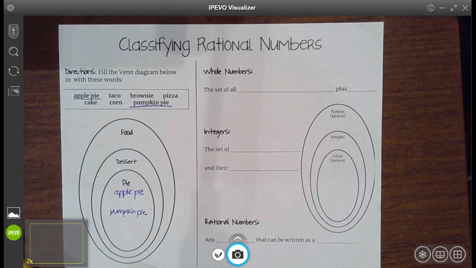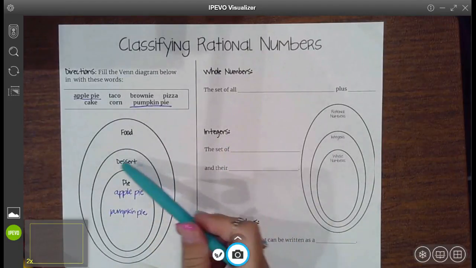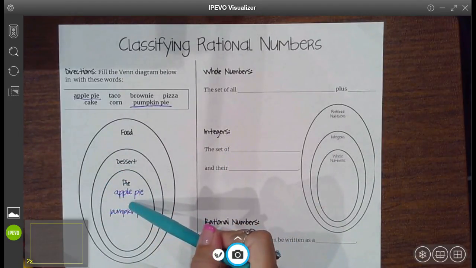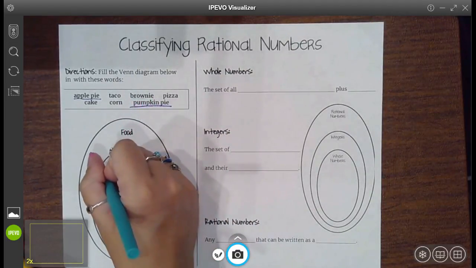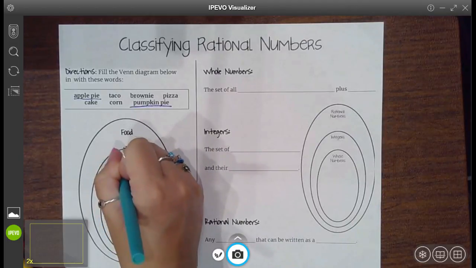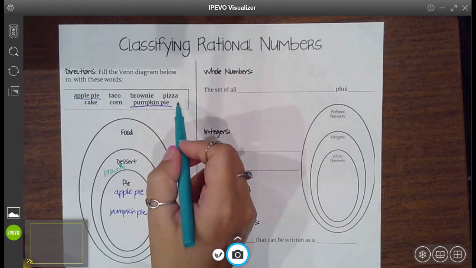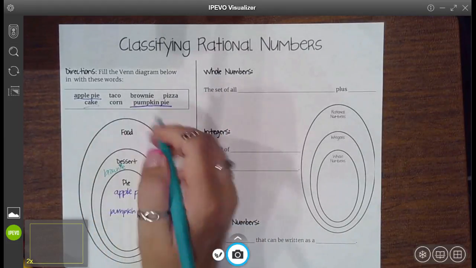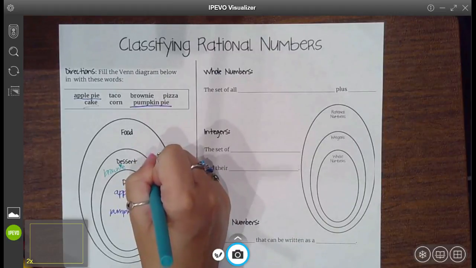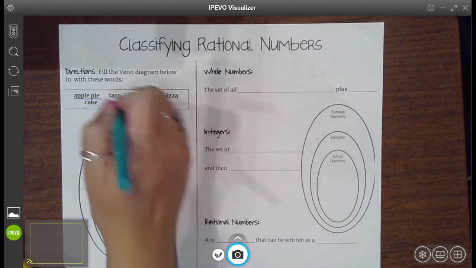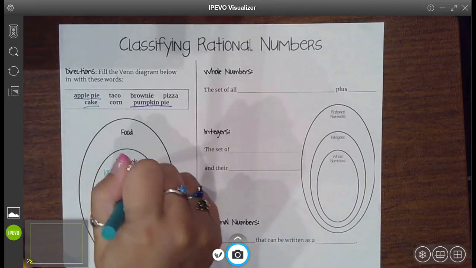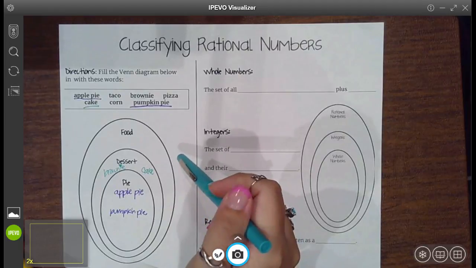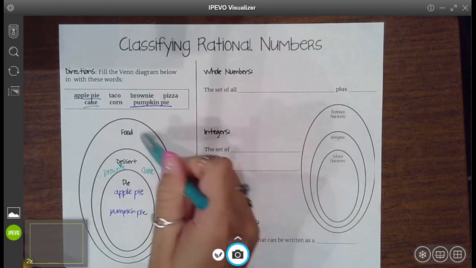So let's move out to that next outer ring right here. What's a type of dessert that isn't pie? Brownie. Brownie's a type of dessert. So let's put that in this circle. I love brownies. Pizza, it feels like a dessert, but it's just food. Cake. Okay, cake is a type of dessert. Anything else? Nope. So those are the only types of desserts that aren't pie. So now I'm going to go into food.